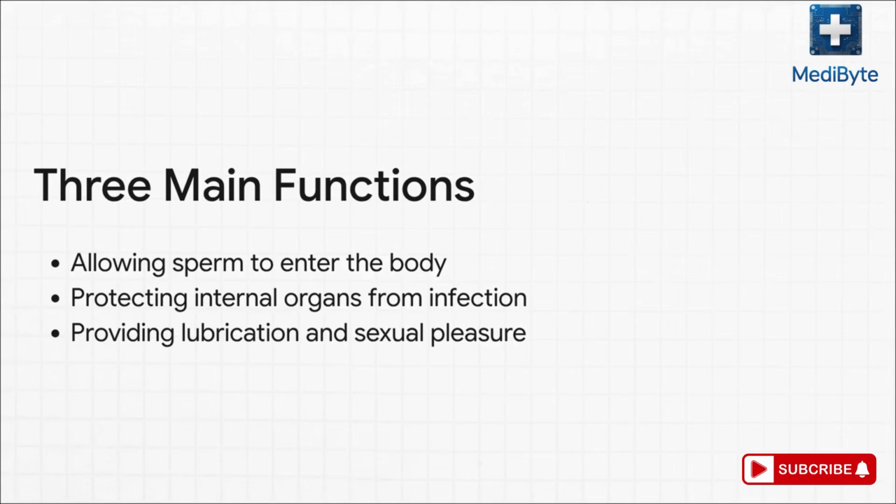Well, it really boils down to 3 main things. First, allowing sperm to enter the body for reproduction. Second, protecting the internal organs from infection. And third, providing lubrication and sexual pleasure. Think of these as the why behind all the anatomy we're about to explore. Every single part has a specific, important role to play in these functions.